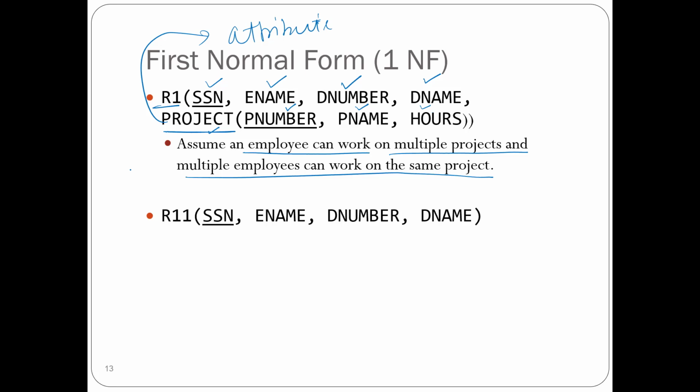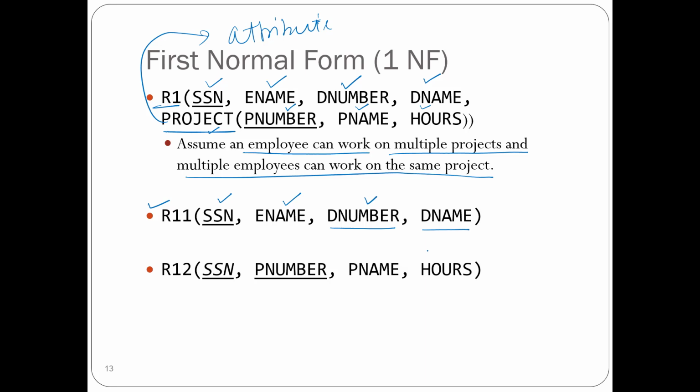How? Well, this way. In R11 we are keeping SSN attribute, then ename attribute. These two attributes are related with the employee entity type. And then for the employee entity type, you would keep the D number. D number is the department in which this employee is working, right? And then the D name. D name is the name of the department in which an employee is working. Okay, that's one relation. How about the other relation?